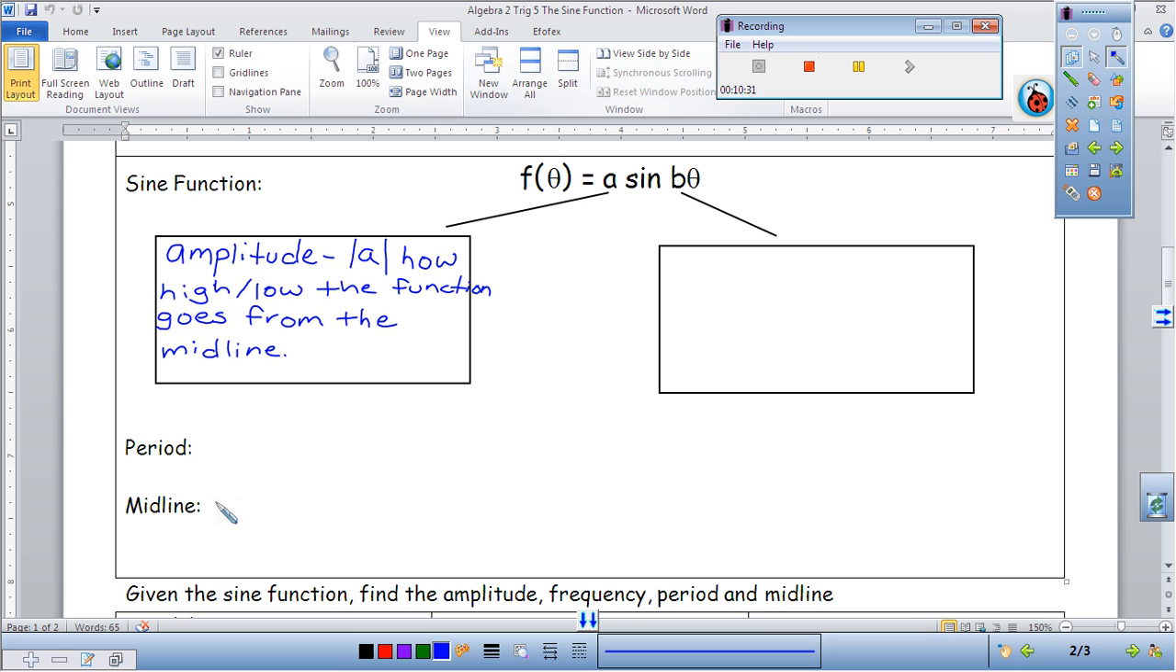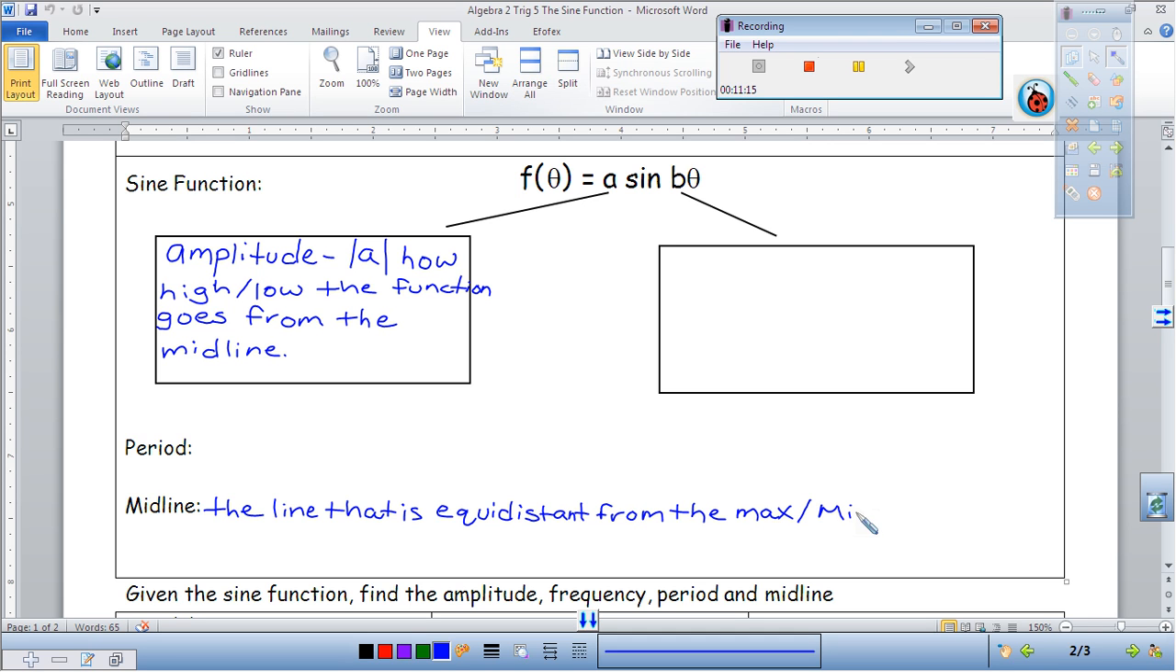Okay, the midline is the line that is equal distance from the max and minimum point.